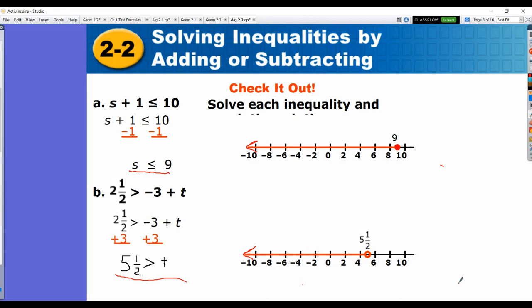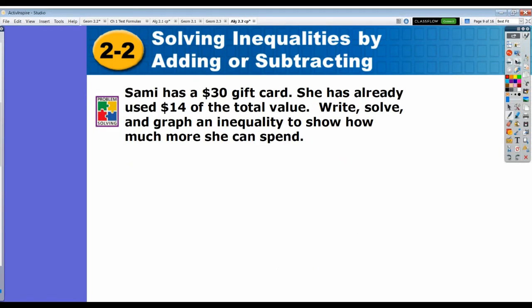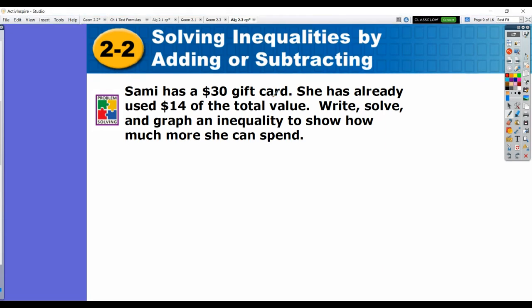Let's take a look. I think we got some word problems next to work out. All right, so our word problem. So we're going to do the same thing. We got Sammy has a $30 gift card. She has already used $14 of the total value. Okay, so she's already spent $14. Write, solve, and graph an inequality to show how much more she can spend.